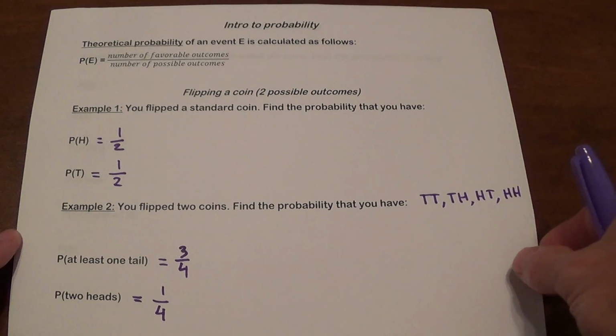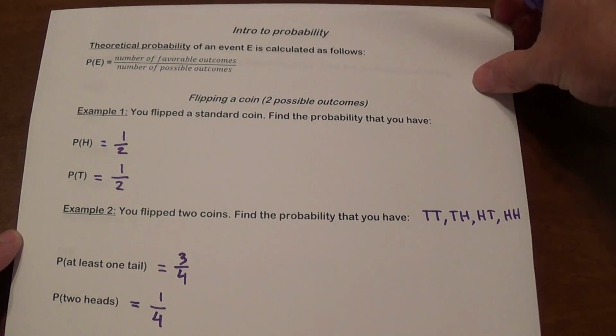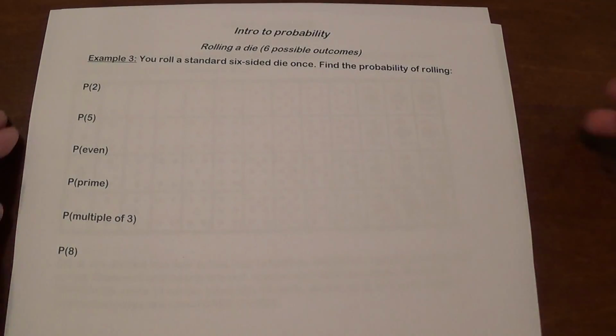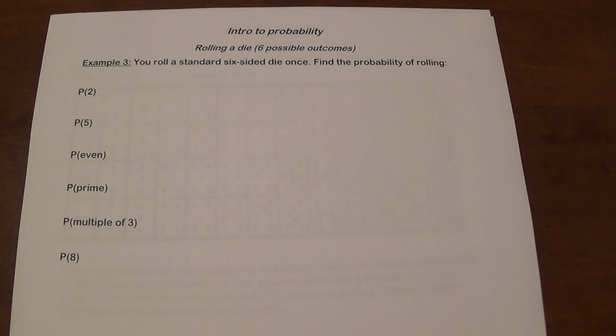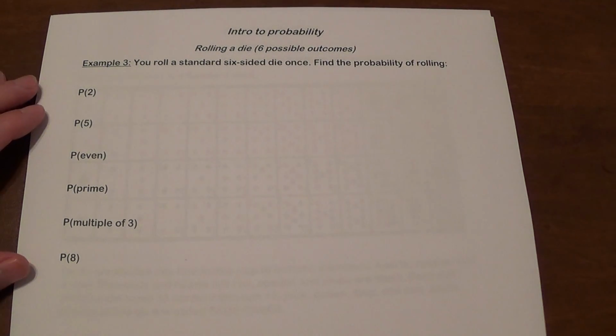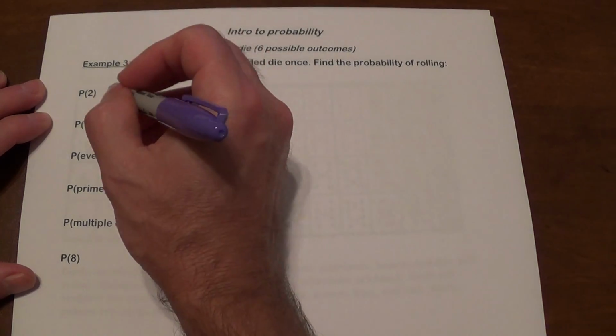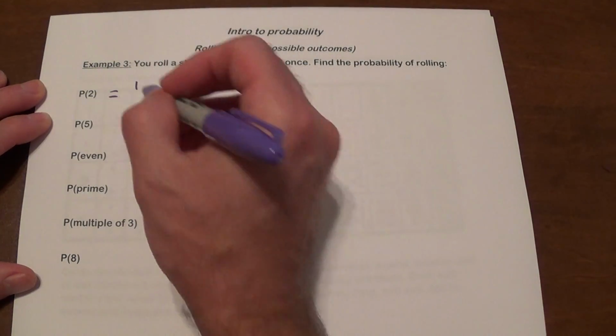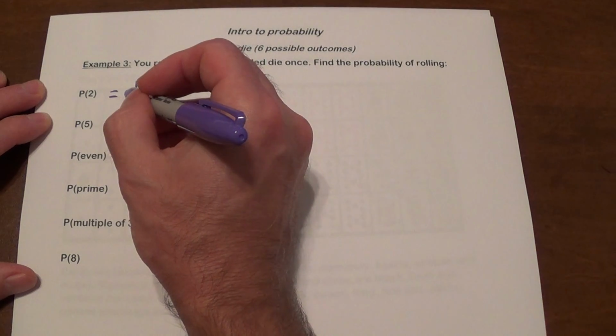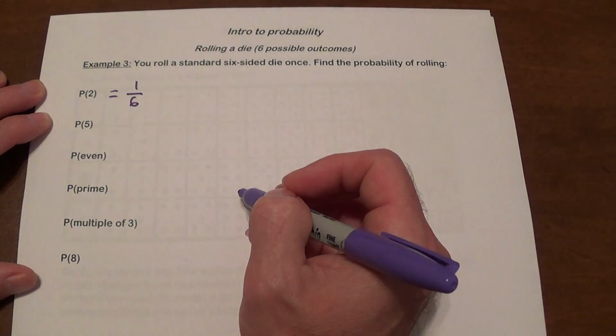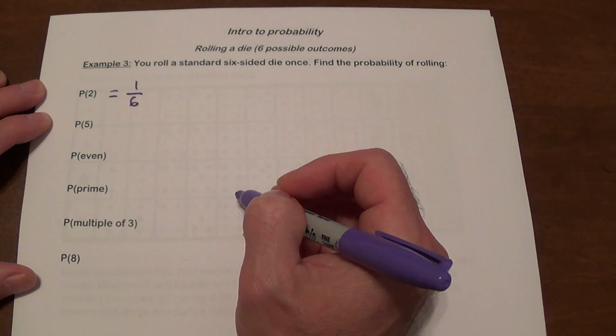Alright, let's move on. Things can get a little bit more interesting when you deal with a die, a standard die that you often use in various board games, numbers 1 through 6. So we have 6 possible outcomes, 1, 2, 3, 4, 5, 6, and what's the probability that you roll a die and get a 2? Well, there is only one number 2 on the die, and there are 6 possibilities total, so 1/6.